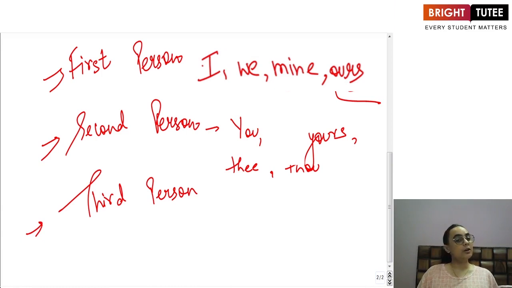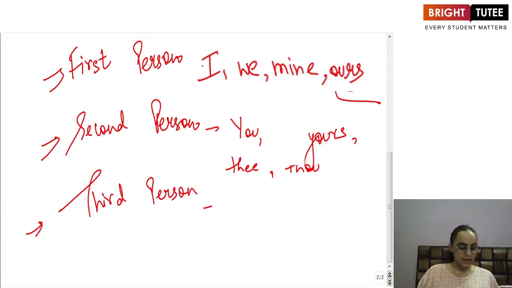Next, coming to the third person pronoun. Third person pronouns are used to talk about those people or those things that are the third people you are talking about. For example, if I am talking to you about a third person, so that third person that we are talking about, that the speaker and the listener are discussing about, is a third person. And for such a third person, we use the third person pronouns.